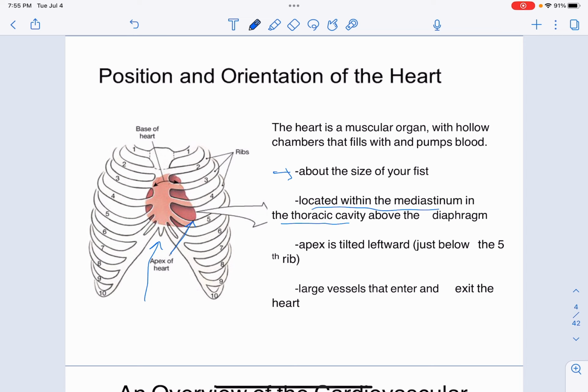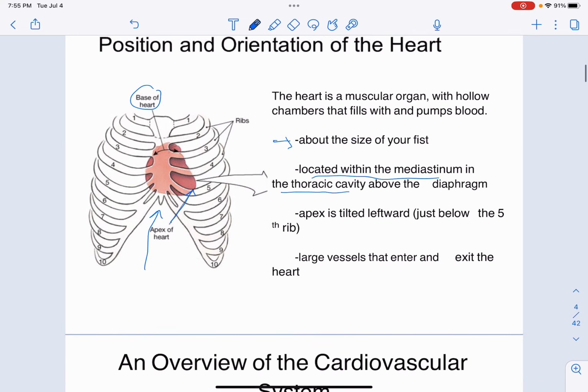And it has a rotation to it, which is what is allowing you to see most of the right ventricle. So the left ventricle gets a little bit hidden because of that rotation. And here it is showing you the base of the heart, and then those larger vessels are going to come off of that base of the heart, exit the heart, and then we'll discuss where those vessels are going.